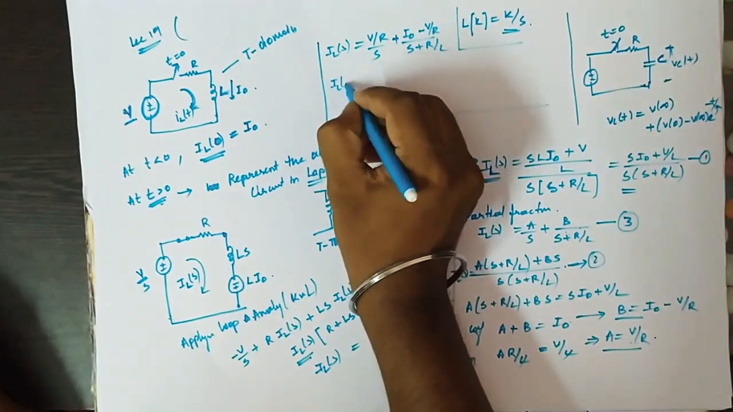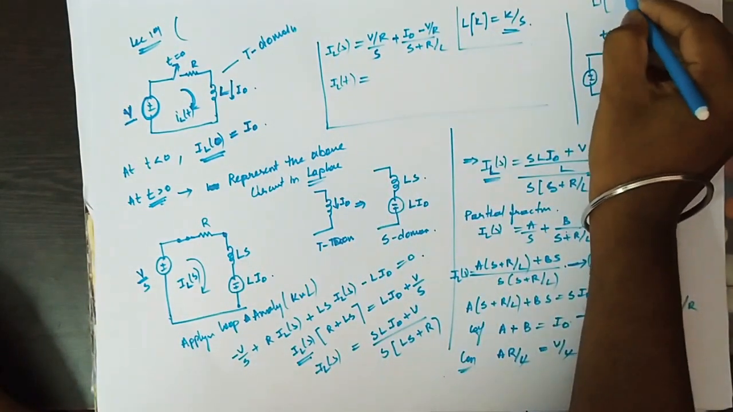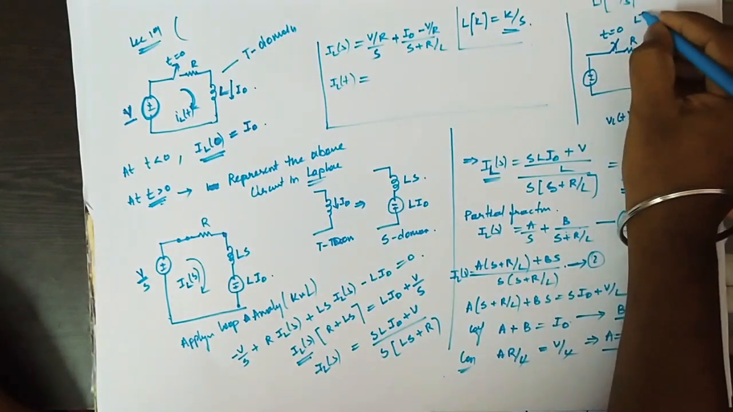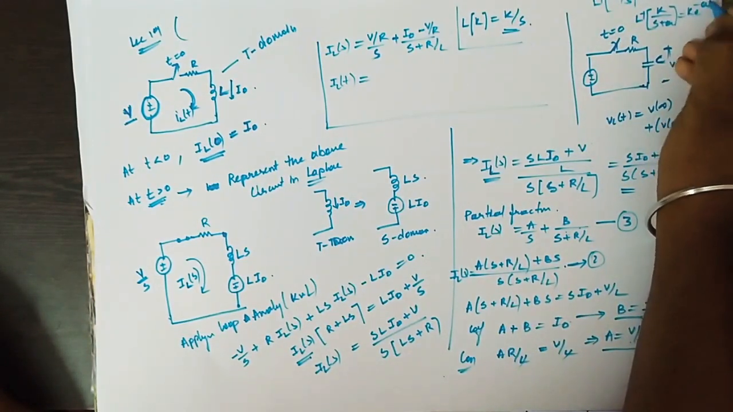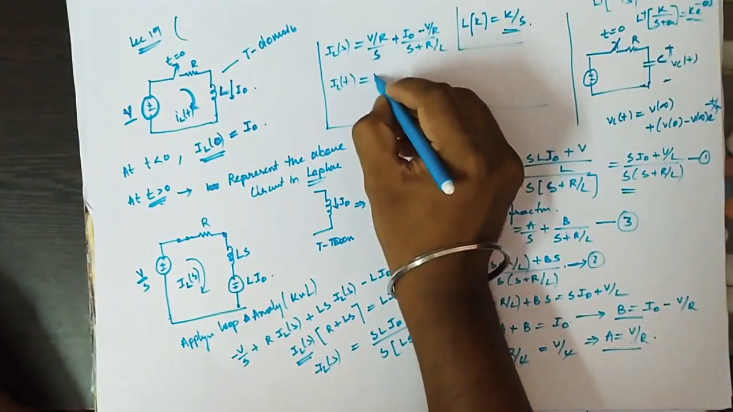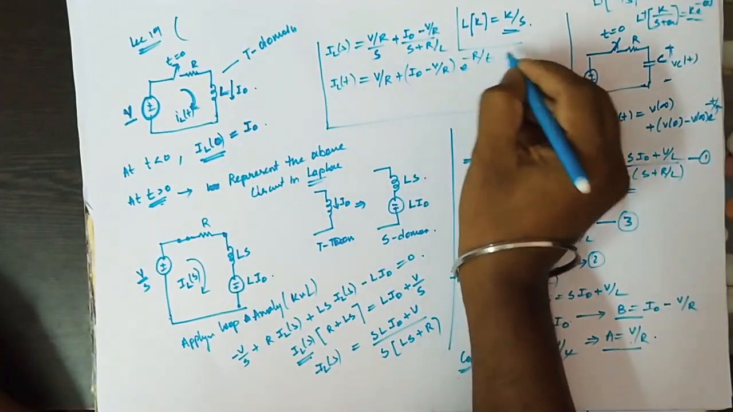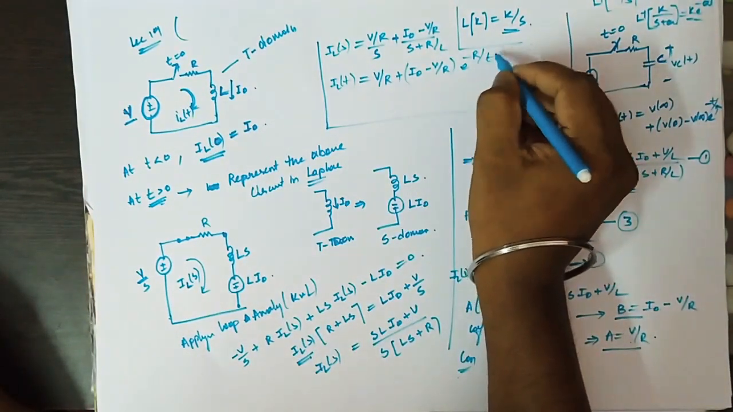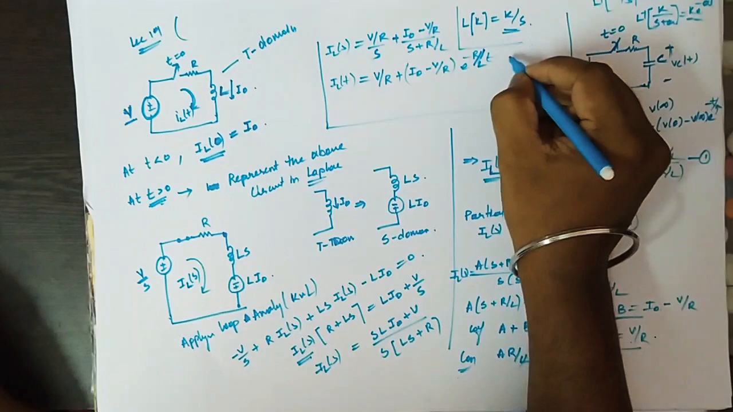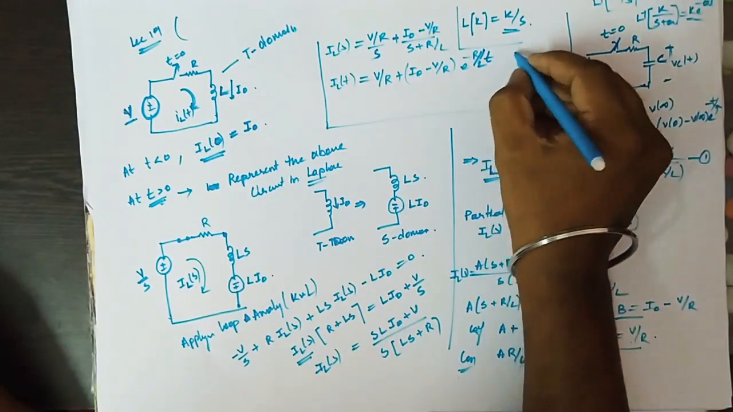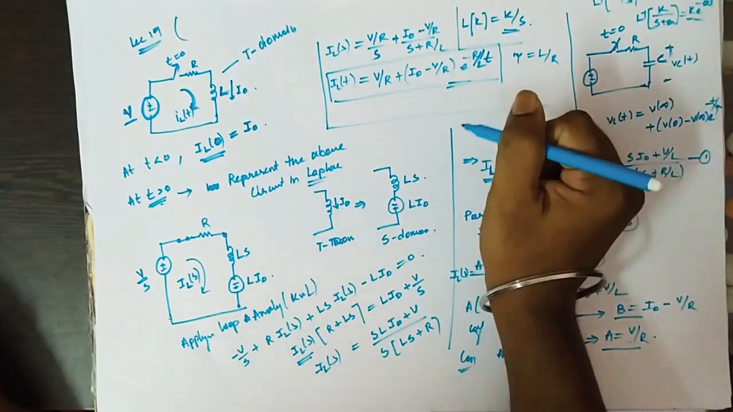So now we take the Laplace inverse. The Laplace inverse of a constant K by S equals K. Again, the Laplace inverse of K by (S plus A) equals K into e power minus at. So taking the inverse Laplace transform of the above equation, we get V by R plus (I naught minus V by R) into e power minus R by L into t. Here R by L can be represented as 1 by tau, so tau will be equal to L by R. This is the final expression you get through the Laplace domain.